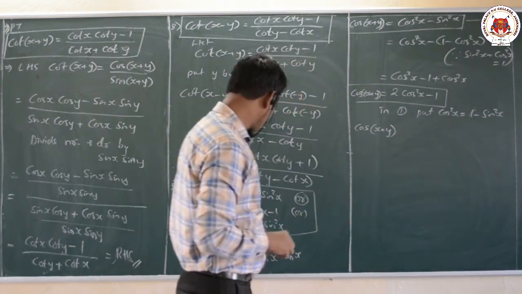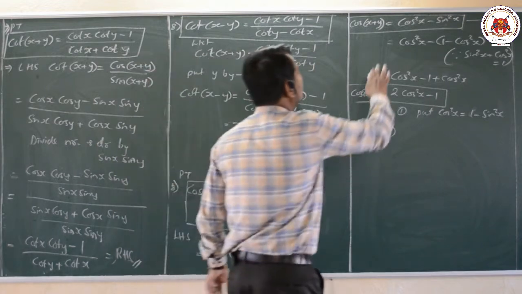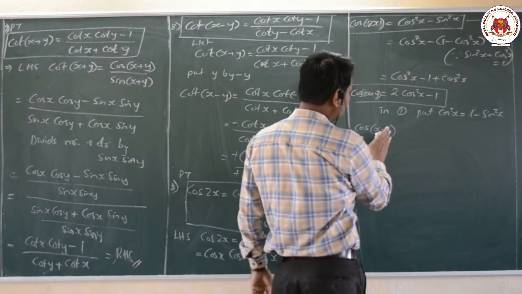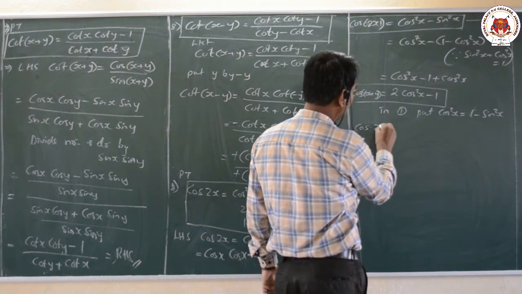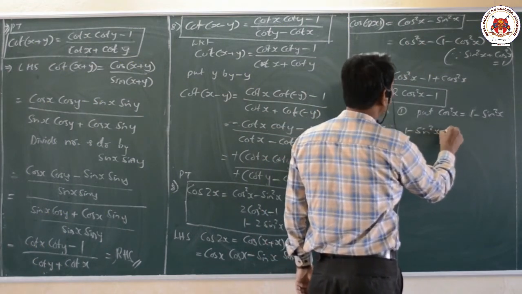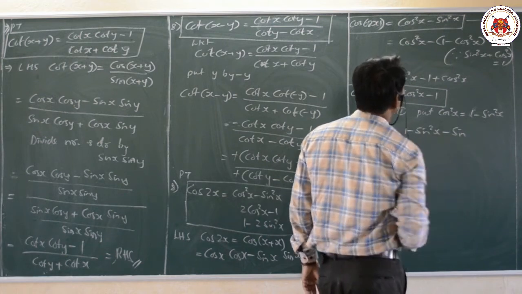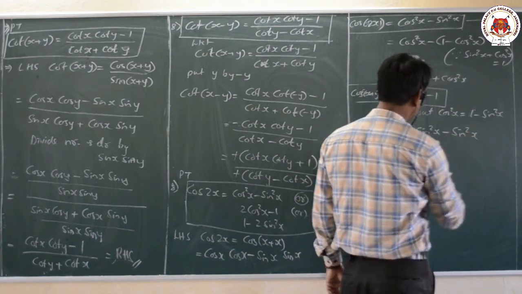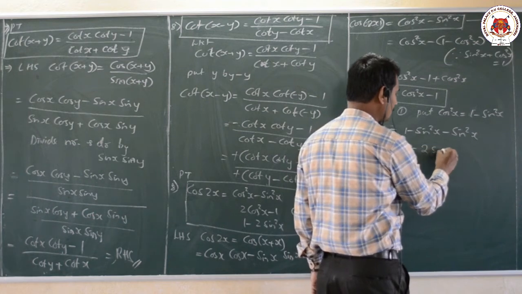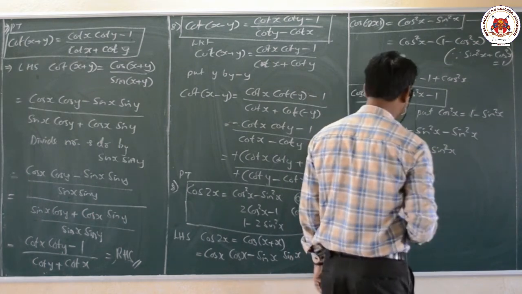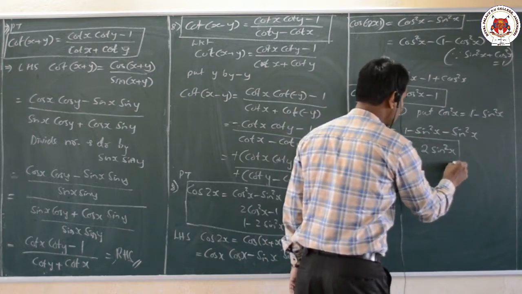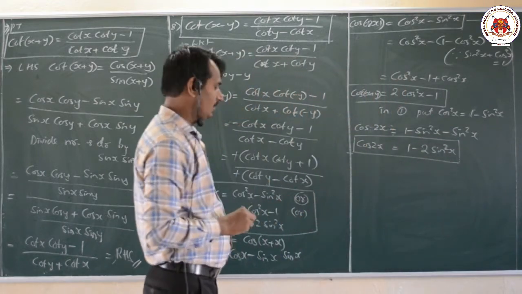Sorry, it is not x plus y, it is cos of x plus x, that is nothing but cos 2x, dear students. Cos of x plus x, if I take it as cos 2x, equal to cos square x minus sin square x. So, minus into minus we get plus, that is 1 minus 2 sin square x. Now, what is the value for it? That is nothing but cos 2x. Dear students, that is our required result.